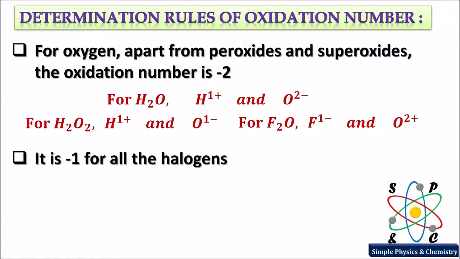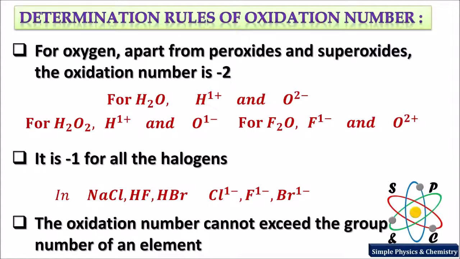If you consider the halogens, that is chlorine, fluorine, bromine, iodine, their oxidation number is -1. Like in NaCl, HF and HBr, you can see that for chlorine, fluorine and bromine, the oxidation number is -1.